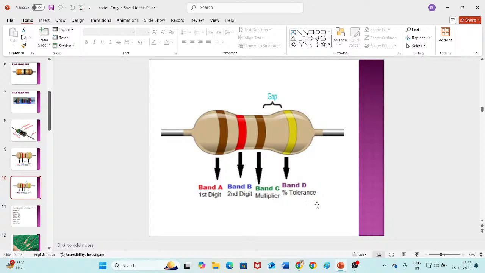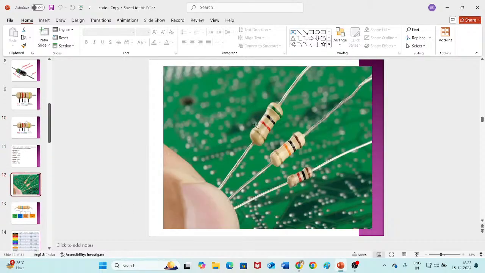So among band A and band D, how to decide which is our tolerance band and which is our first digit band. So whenever you are holding the color coded resistors in your hand, you must always check the gap between the resistor's band colors. What is the gap between the band colors?